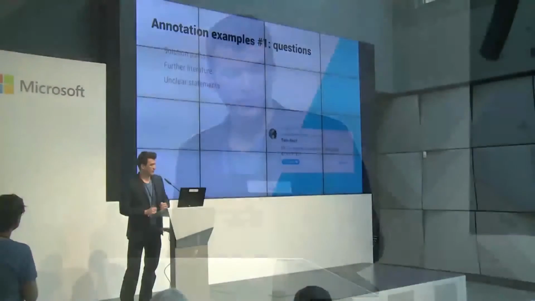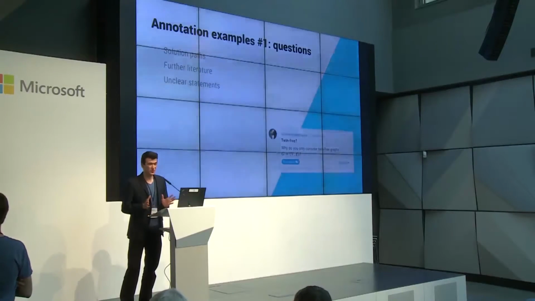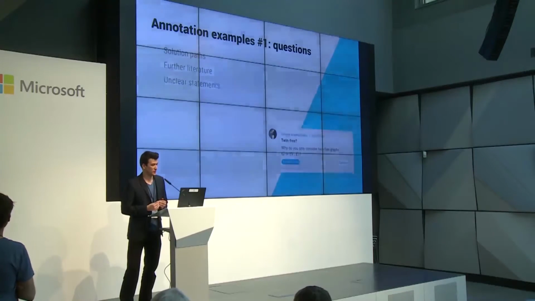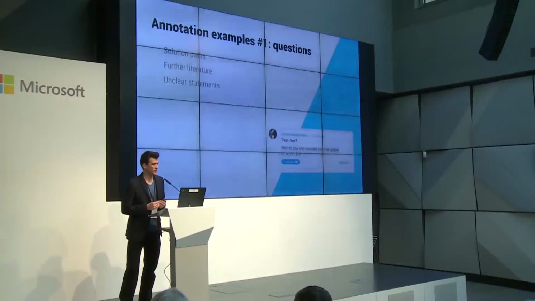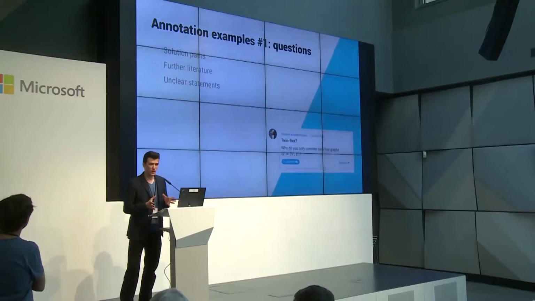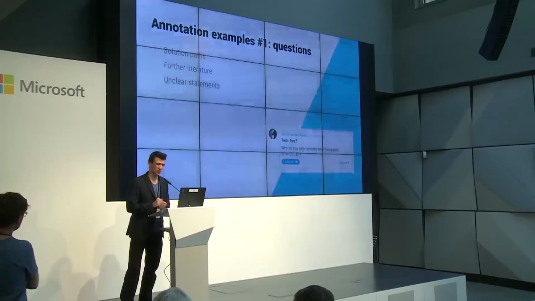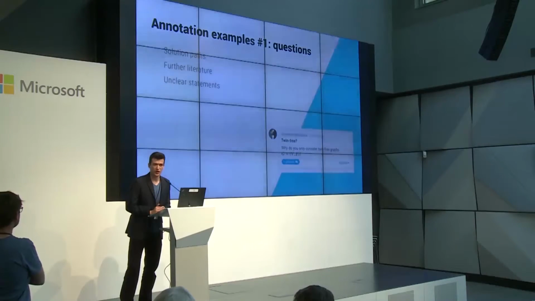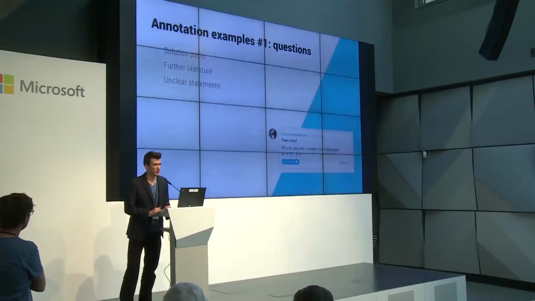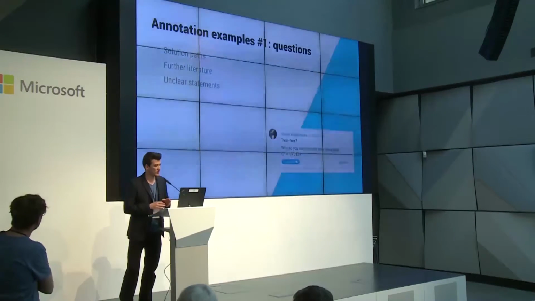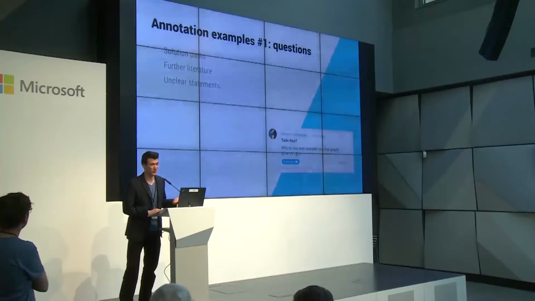The first set of examples were dedicated to different types of questions that researchers, young researchers in this case, ask. They involve things like solution paths, or questions about further literature, or just questions for the explanation of something very, very hard. The problem with mathematics papers sometimes, and scientific text in general, is that they're incredibly compressed. So statements are often per definition unclear.